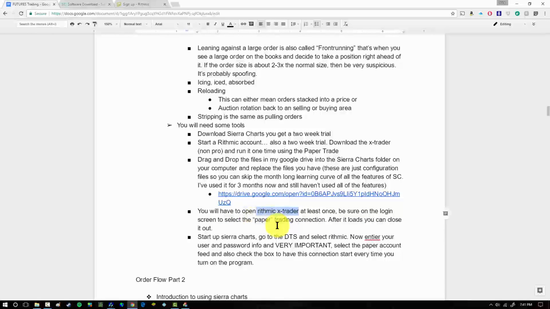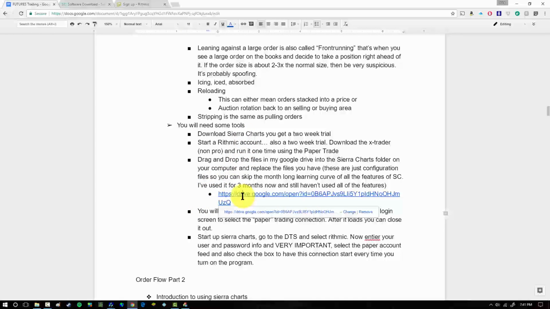Really, you're just trying to test out the connection itself, a little bit of troubleshooting just to make sure it's all set up. Both of those things, the connection and the charts, have a 2-week trial, so you have lots of time to play around with this. Last piece of the puzzle, though, is before you start up Sierra Charts. Actually, it doesn't really matter before or after, but preferably before.